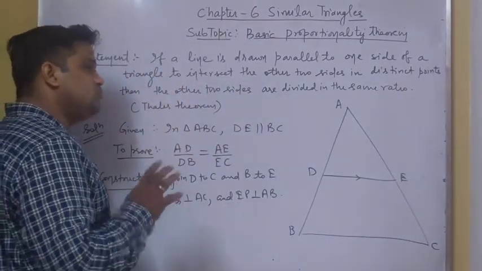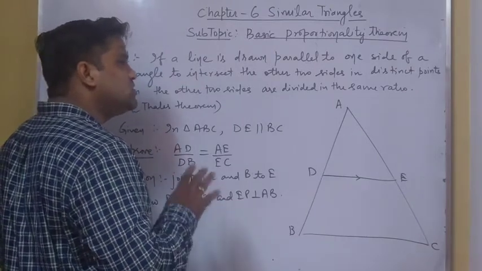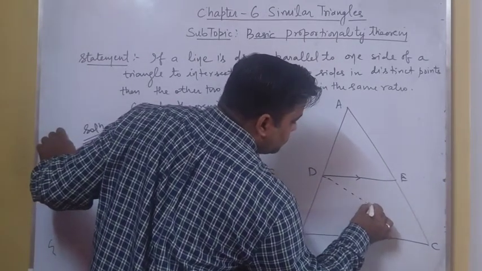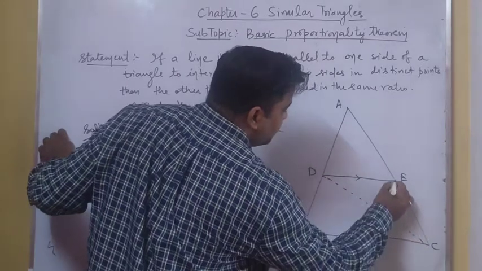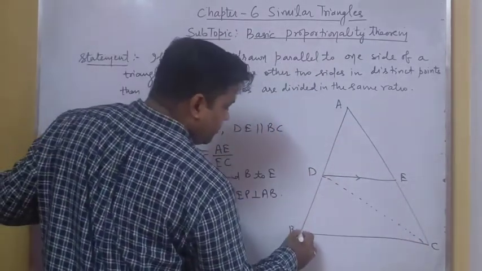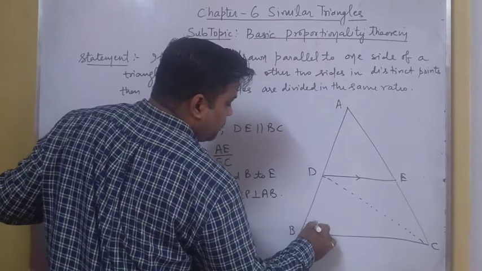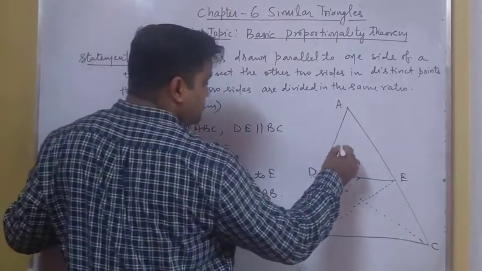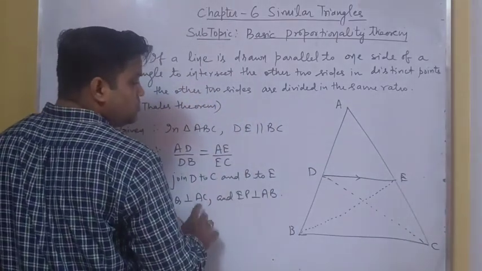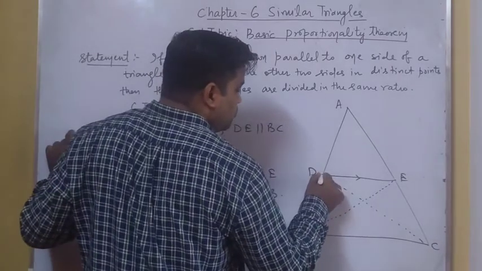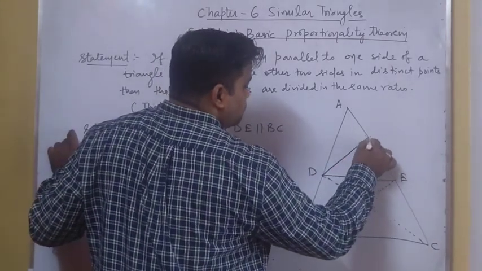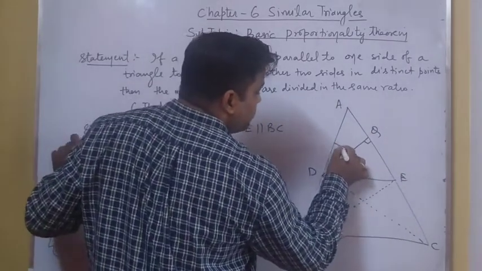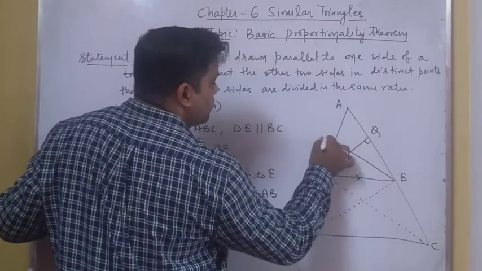To prove this, here we do some construction. First of all, we join D to C in the form of dotted lines. Similarly, we join B to E in the form of dotted lines. Here we draw perpendicular DQ to AC. So here DQ is perpendicular to AC. Similarly, we draw perpendicular EP to AB.